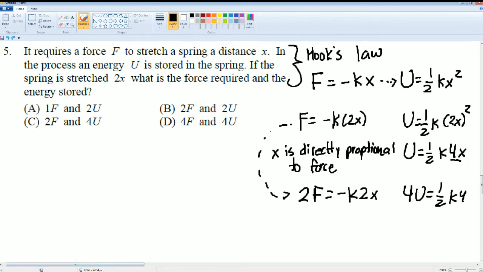Because the 4 needs to balance out. Okay, and there's a squared here. There's a 4, so we need 4u, 2f, 4u. Good. Why? Because for the potential energy of a spring, the x is squared, proportional to the energy, to U, potential energy, because of the squared term.